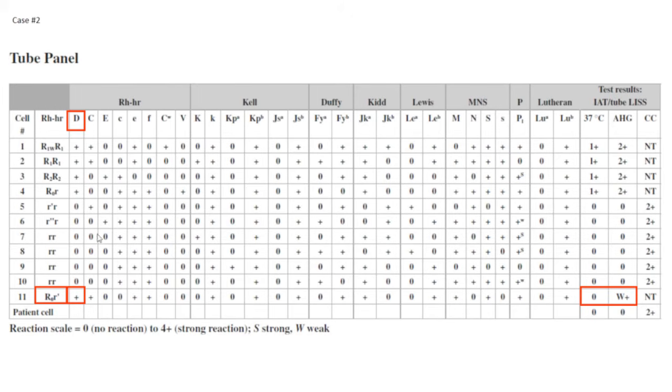The point here being that you just have a weaker expression of the D antigen on this cell, and as a result, you're getting weaker reaction.